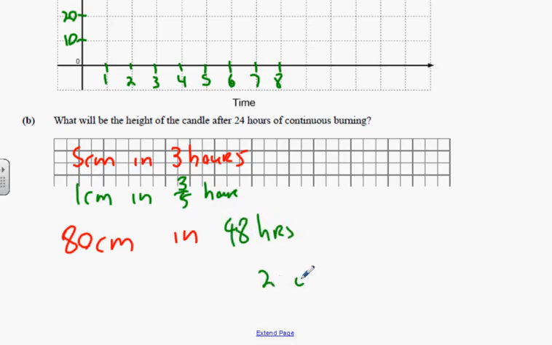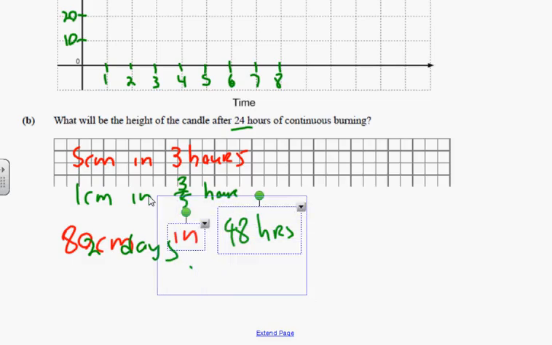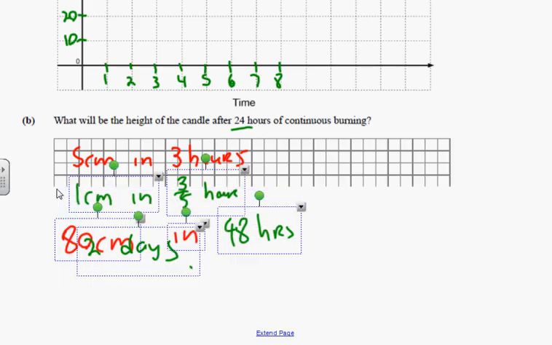We want to get rid of 80 centimeters, so we multiply that by 80, and we get 48 hours, which is 2 days. Oh, sorry, my fault. You guys were right, I read the question wrong. I was interpreting it as how long does it take for the full candle to be used up? That's the question underneath it. Just give me a second.